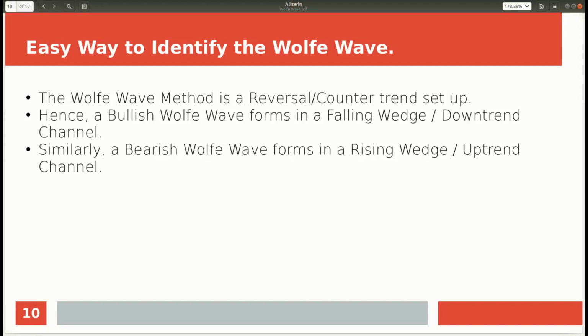So with this we are finishing the basics of the Wolfe Wave and its identification. If you have any questions, feel free to post in the comments. For the next week, try to identify as many Wolfe Waves as you are able to find. It forms in all time frames, and the 5-minute time frame is my favorite because I am an intraday trader.